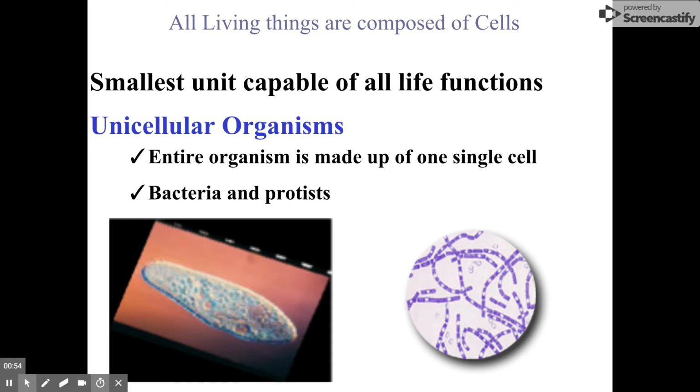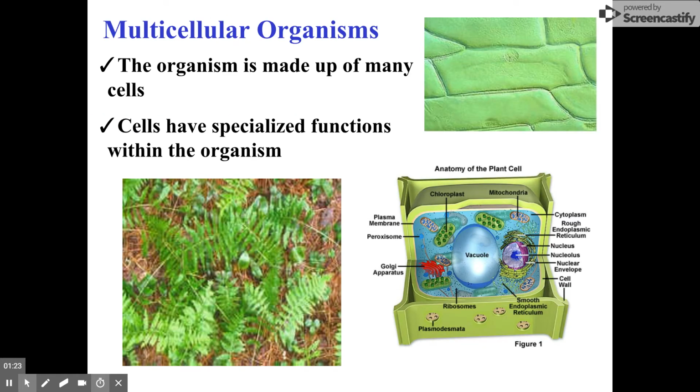Characteristic number 1 is that all living things are composed of cells. You guys should have learned about cells before. They are the smallest unit capable of performing all of life's functions. And we divide all organisms into either unicellular organisms or multicellular organisms. Unicellular organisms would be examples like bacteria and protists, and the entire organism is within that one cell. While they can colonize and work together as a group, each cell is individual.